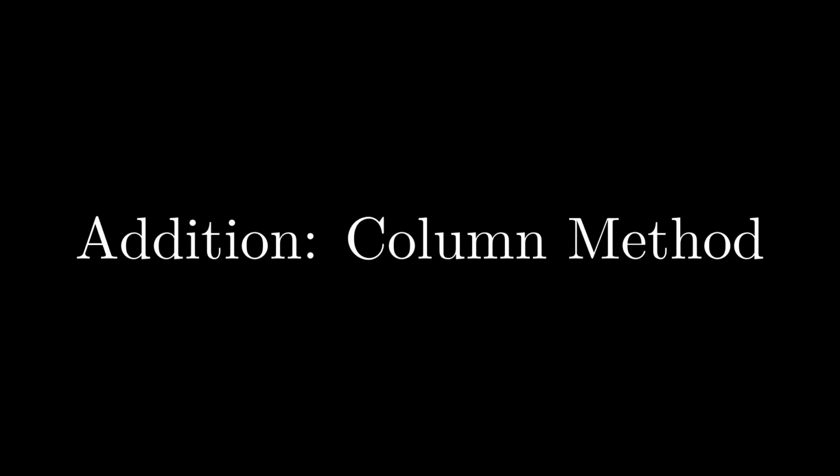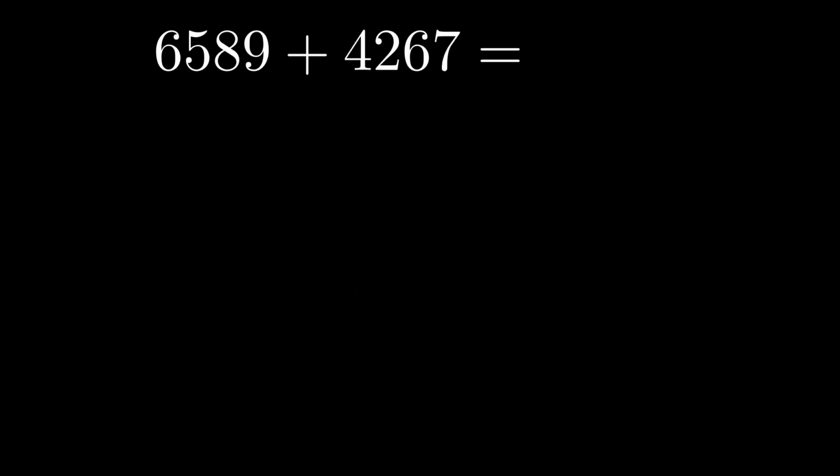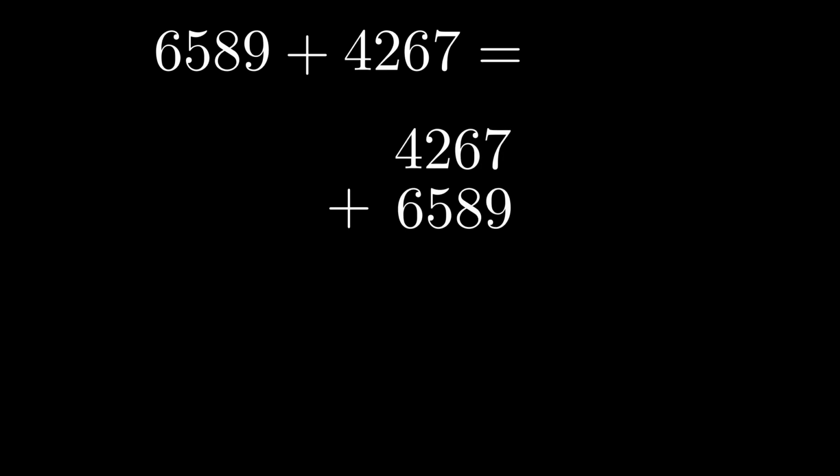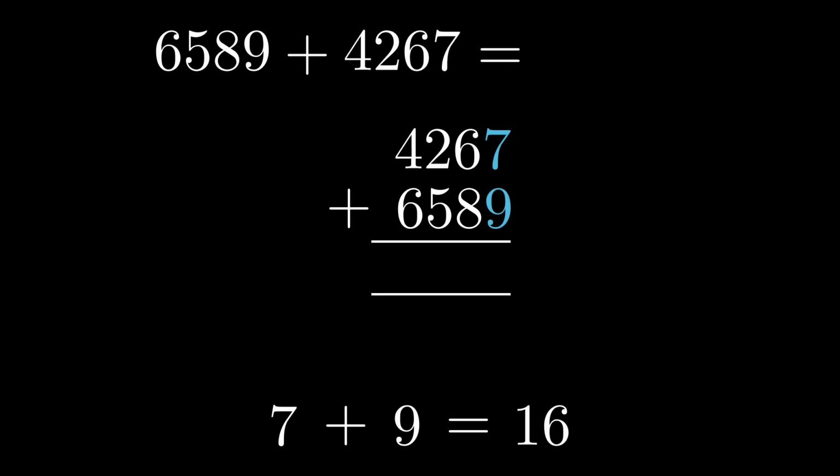Now for the next example. We're going to add 6,589 to 4,267. Again, we present them one above the other as shown and start adding from the right hand side. So 7 plus 9 equals 16. We pop the 6 below the 9 and carry the 1 over.